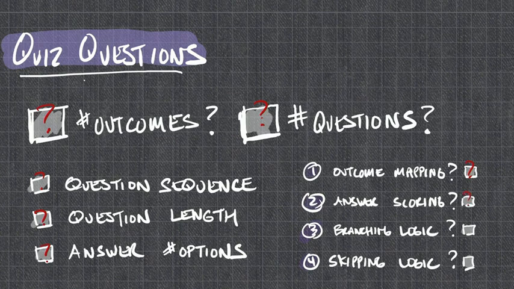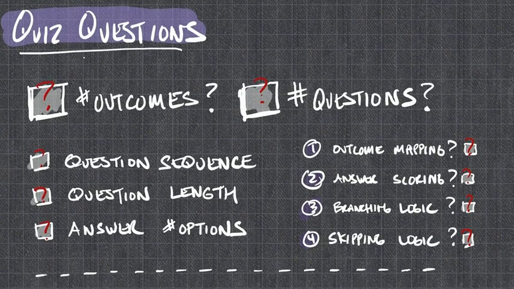Are we going to be using scoring logic to put people into different buckets? Are we going to be using branching logic, moving people down different paths based on their different answers? Are we going to be using skipping logic to allow people to skip certain questions when they go down certain paths? So we've got to get very clear on both the questions that we're asking and the question architecture itself, which is the next step in the process.